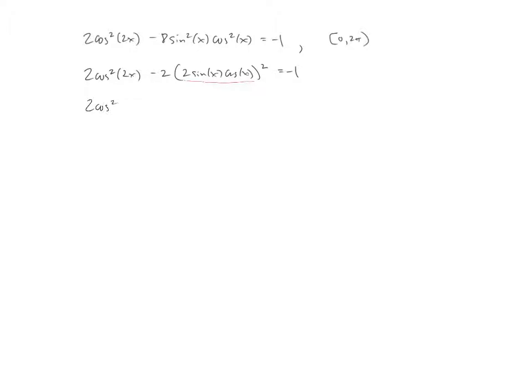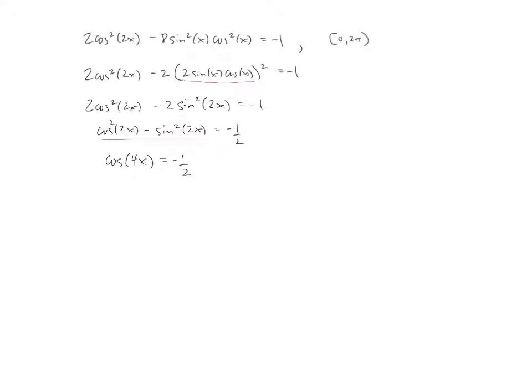So 2 cosine squared 2x minus 2 sine squared 2x equals negative 1. If I divide everything by 2, I'll get cosine squared of 2x minus sine squared of 2x equals negative 1/2. And here sits another identity: cosine squared minus sine squared. This one is actually going to turn into cosine of 4x equals negative 1/2.